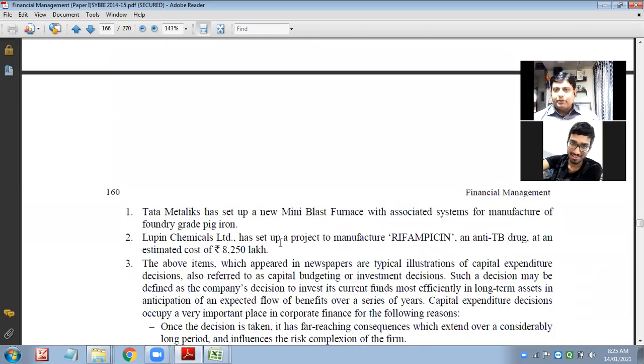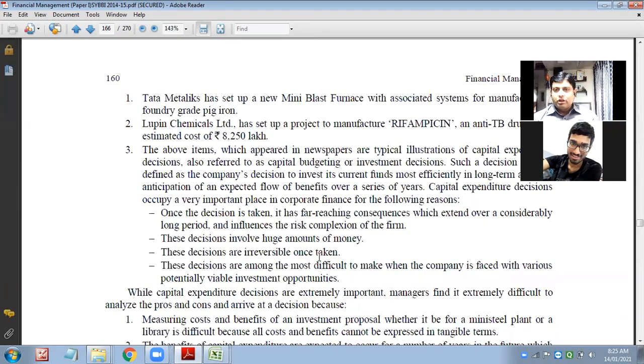So there are many examples which you can take for your case study when you talk about capital budgeting. Either it will make you or it will break you for capital expenditure. Why so much important? Because the decision once you have taken cannot be reverted back. This requires a huge amount of investment. These decisions are irreversible.